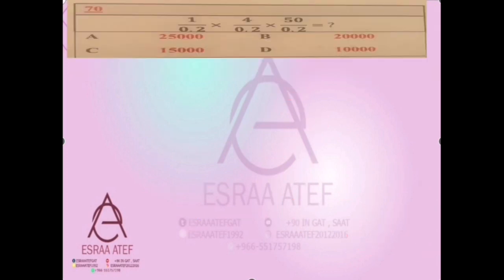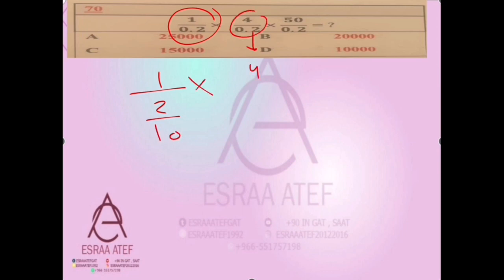Next one, I have multiplying of fractions. How to do that? I will convert the decimals to fractions to be easier, okay? So this one, it's meaning 1 over 2 over 10 times the same here, 4 over 2 over 10 times the same here, 50 over 2 over 10.